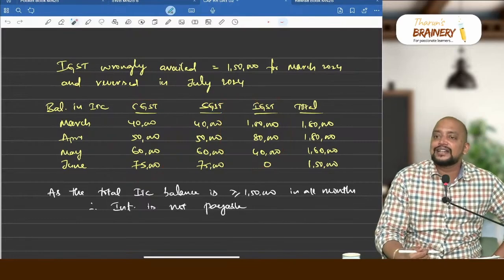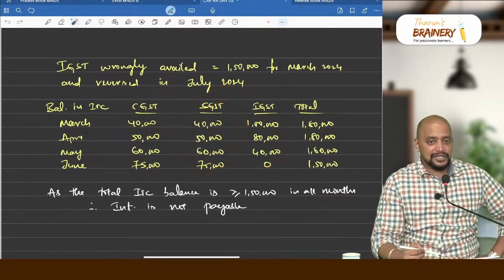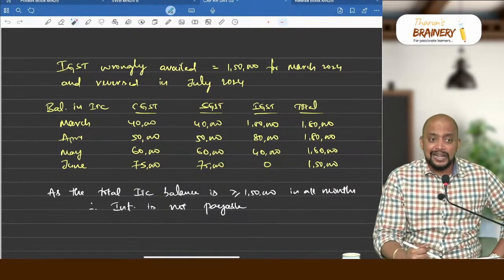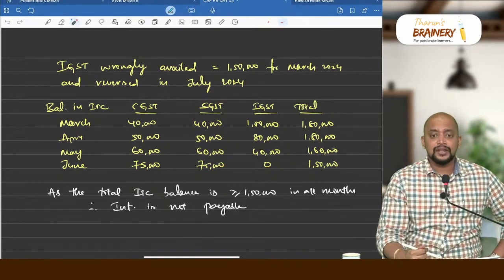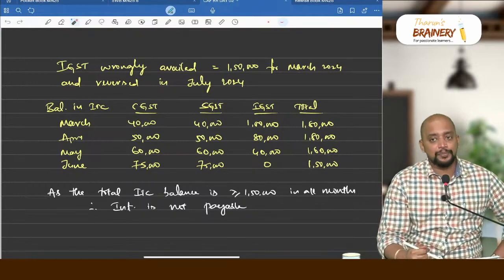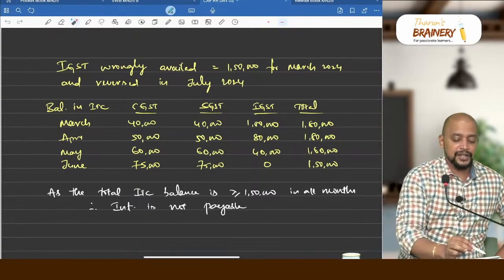When SGST credit is wrongly availed, then SGST and IGST. And what if compensation cess is wrongly availed? Then in that case we need to see only compensation cess, because compensation cess can be utilized only for payment of compensation cess. For that reason, that's what I have given.